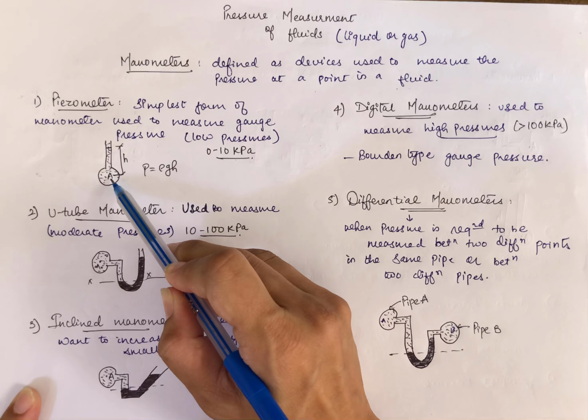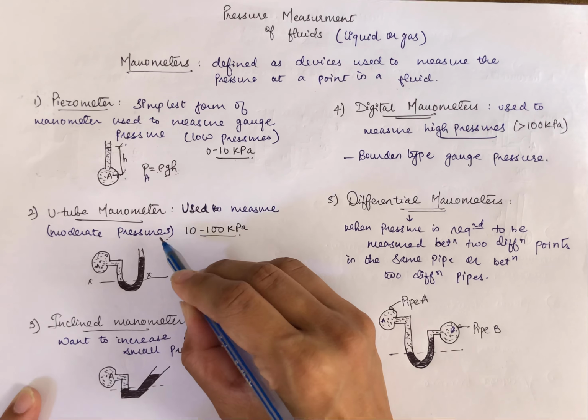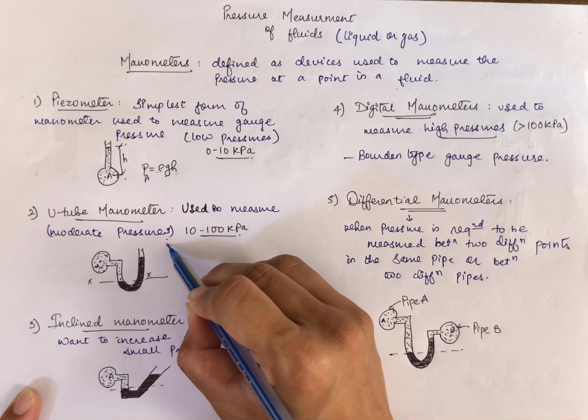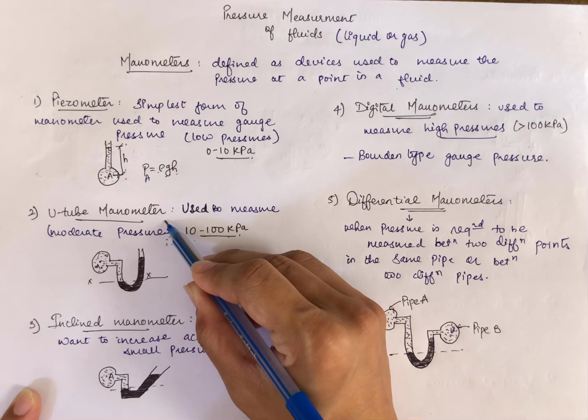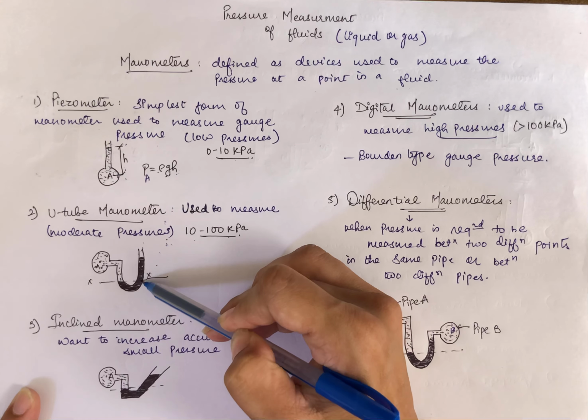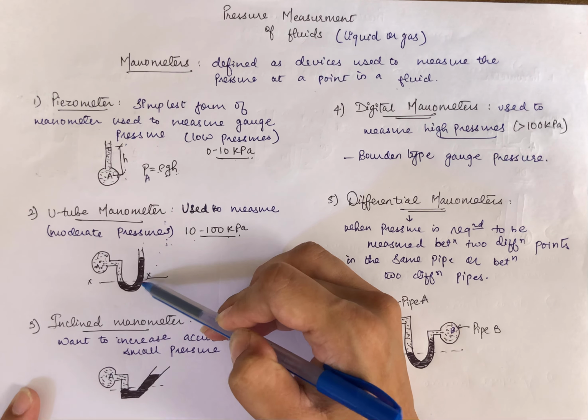Then the second kind of manometer is the U-tube manometer. When we want to measure pressures in a moderate range of 10 to 100 kilopascals, such U-tube manometers are used. These are also similar to the piezometer, but the difference is that here the glass tube is bent in a U shape, whose one end is connected to the point where pressure is to be measured and the other end is open to atmosphere. In this kind of manometer, a fluid of higher specific gravity is used in order to measure the pressure of the fluid which is present in the pipe.